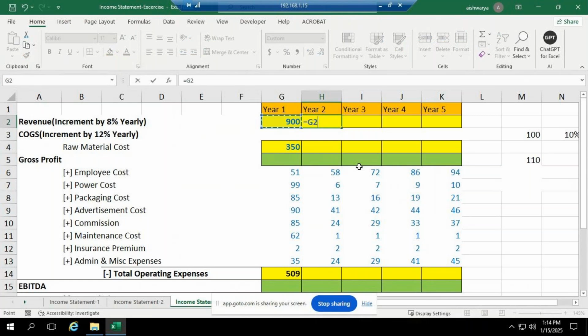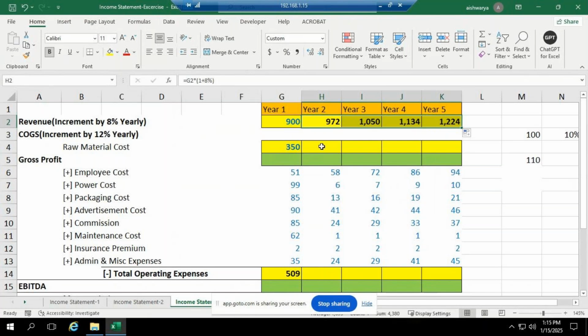This is one method, and the other method is: is equal to 900 into 1 plus 8%, and then press enter. Now here also you will get the answer as 972. Again if you click and drag over here, automatically you will get the answer, with 8% increased every year.